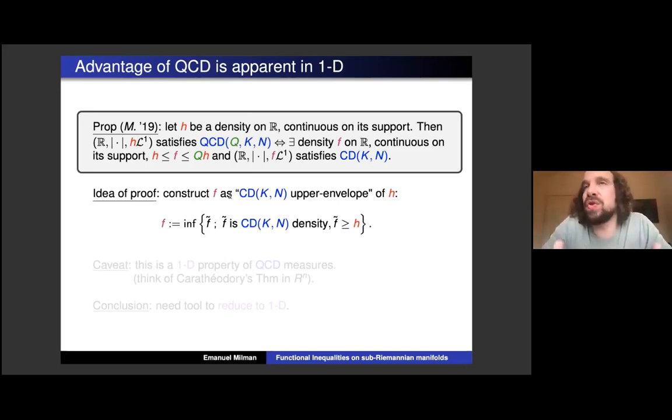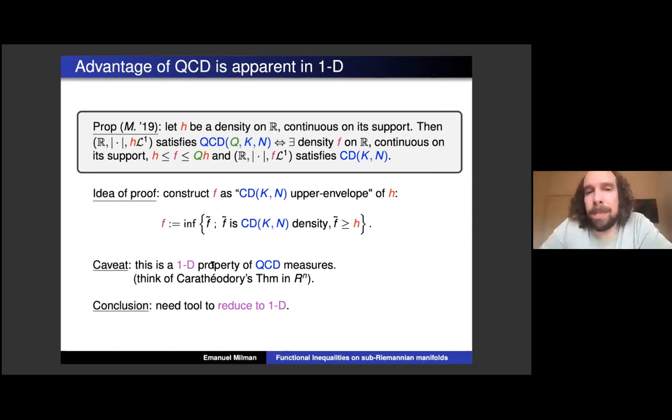Just as you construct, for instance, for a general function, you could take its concave upper envelope and get a concave function. And you just have to compute and see that you didn't change your original density by too much. So trust me on this. This is very simple. The problem is that this is really a one-dimensional property. You will not get this property, such a nice price, just q, in R^n. So really, in order to use this property, you need some tool to reduce to dimension one.